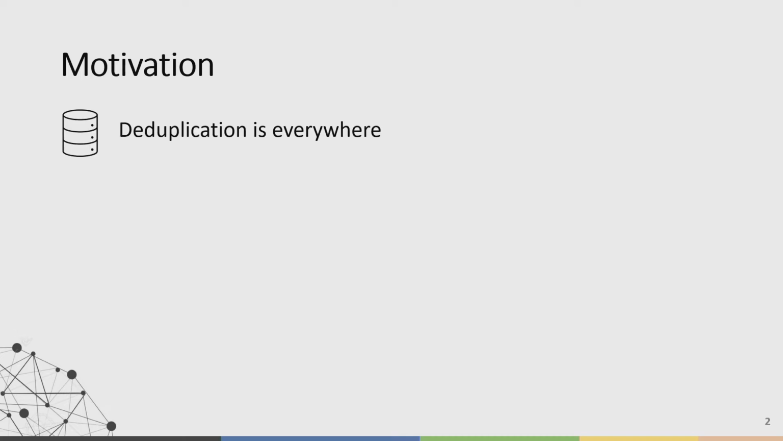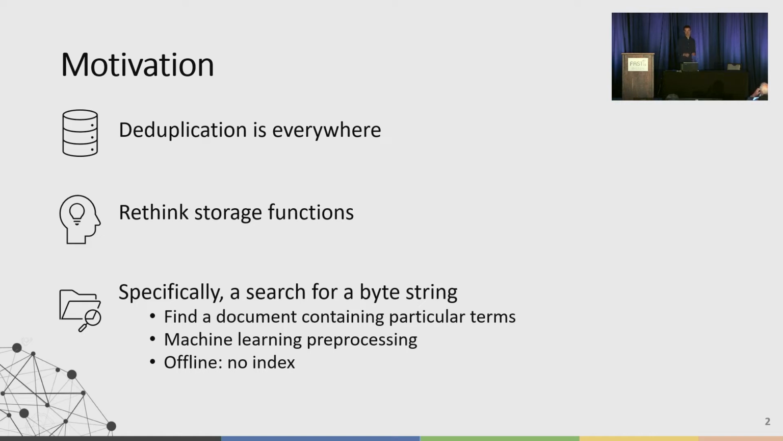So this deduplication is everywhere today, and so we need to rethink storage functions to suit deduplication. Specifically, we'll focus on the search for a byte string function, which is useful for finding a particular term in a document or for machine learning preprocessing. And we need to keep in mind that we're using offline data, so there's no index for that.